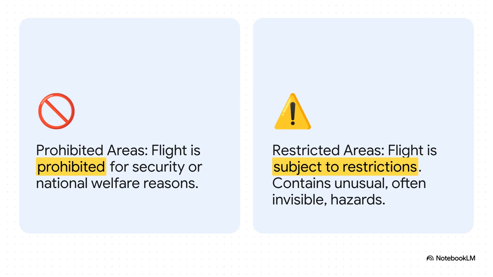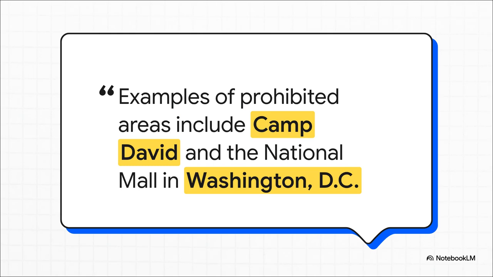It's for national security. A restricted area is a little different. It's not totally off limits, but it's got hazardous stuff going on, like military training. You can't just fly through. You have to get permission first. A perfect and pretty famous example of a prohibited area is P-40. This is the super secure airspace over places like Camp David and the government buildings in Washington, D.C. Flying in there is an absolute no-go.